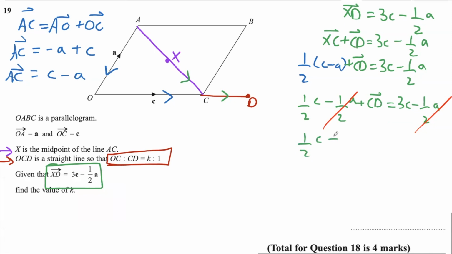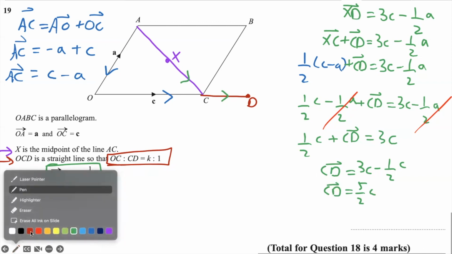Half C plus CD equals 3C. That's what we get. Now, to solve for CD, we can just do 3C minus half C, right? Because this is half C, we can take it to the other side. So CD equals 3C minus half C, which is going to be 5 over 2 C, right? Because 3 minus 1 over 2 is 5 over 2. Because 3 is the same as 6 over 2, and this is 1 over 2. 6 over 2 minus 1 over 2 is 5 over 2.